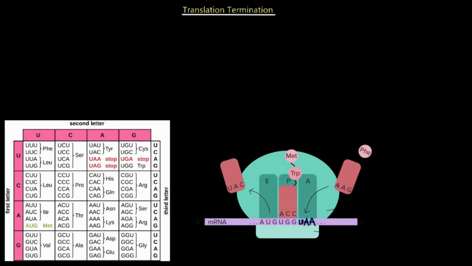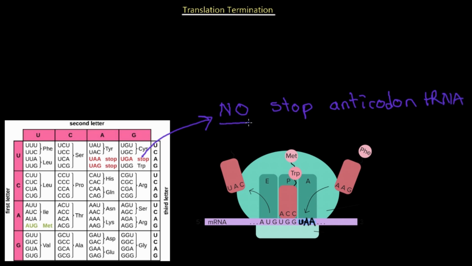And finally, we're going to discuss translation termination. So translation termination, as you can see here, there is no stop anticodon tRNA. So remember this, there is no stop anticodon. So we do not have a tRNA that has some sort of amino acid that corresponds to the stop codon. What happens is we have an enzyme called release factor.